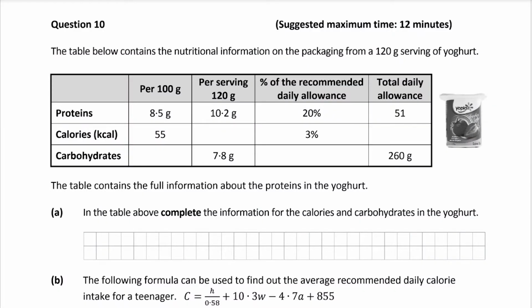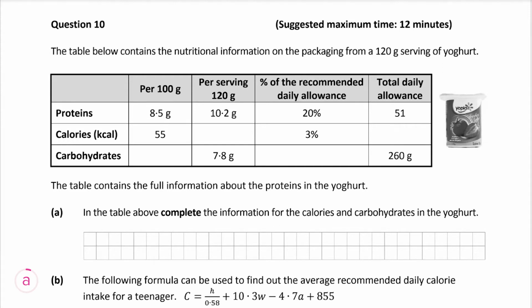Here's the question we're going to be looking at today, where we're given a table showing the nutritional information on the packet of a 120 gram yogurt. In part A, we have to complete the table. So the first piece of information that's missing in the table is the number of calories per 120 grams.